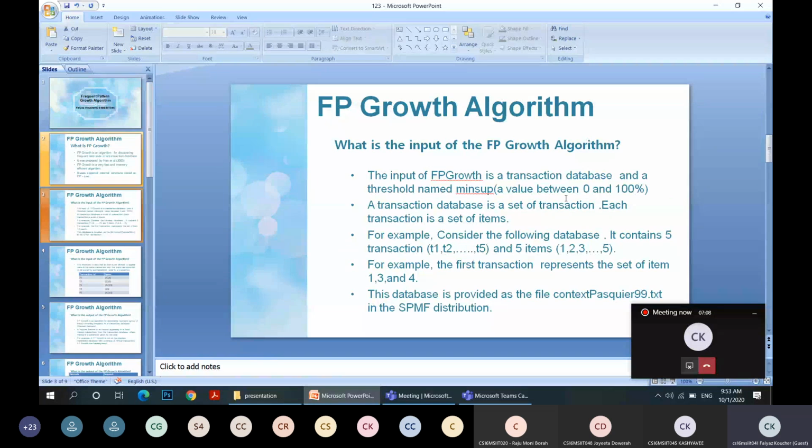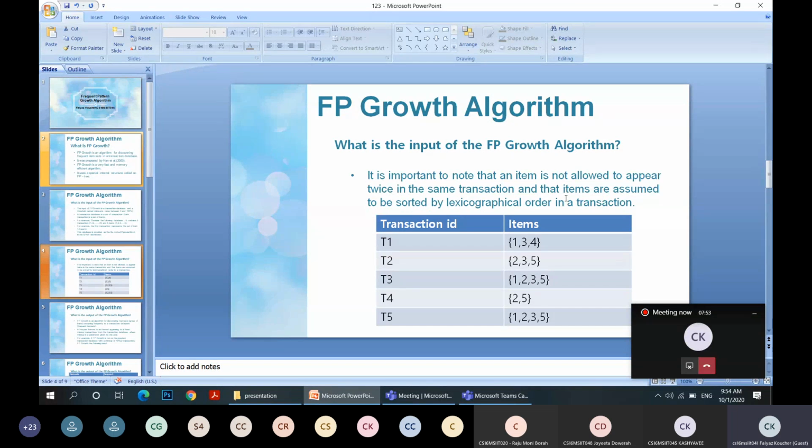What is the input of the FP growth algorithm? The input is a transaction database and a threshold named minsup, a value between 0 and 100%. A transaction database is a set of transactions. Each transaction is a set of items. For example, consider the following database. It contains 5 transactions, that is T1, T2, T3 till T5, and 5 items, that is 1, 2, 3 till 5. For example, the first transaction represents the set of items 1, 3 and 4. This database is provided as the file contextPasquier99.txt in the SPMF distribution.